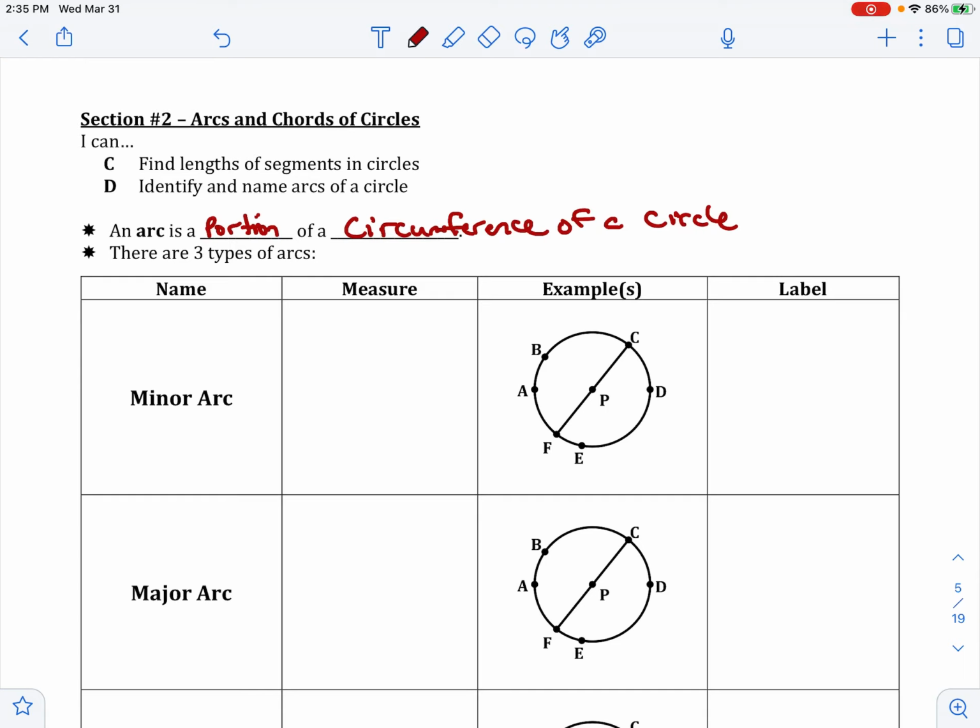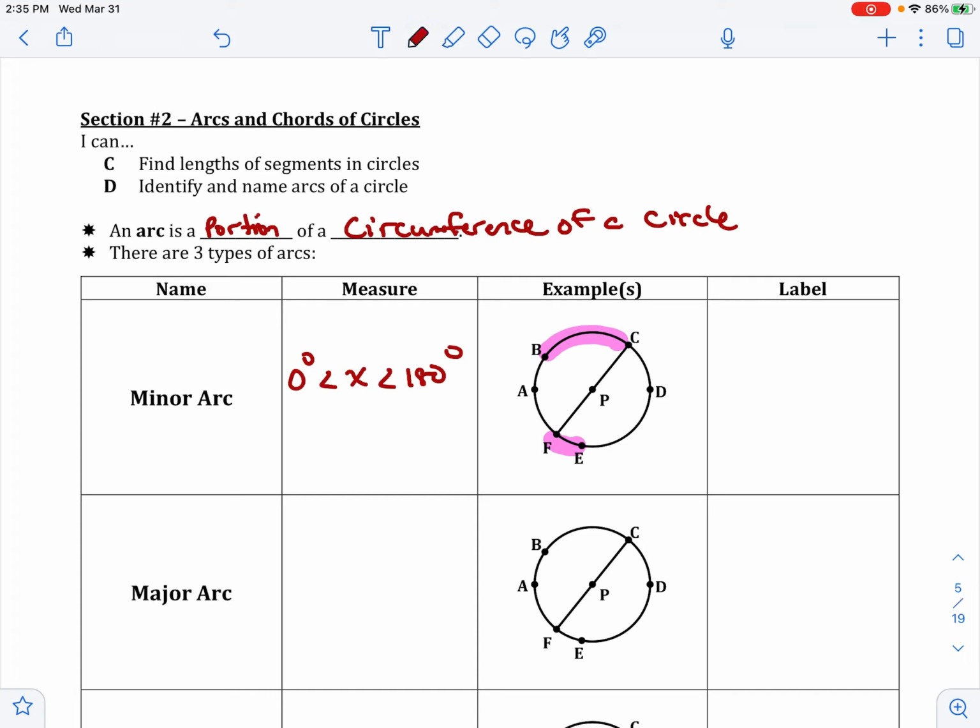A minor arc is going to measure between 0 degrees and 180 degrees. The way we write that is 0 degrees is less than x, which is less than 180 degrees. So a minor arc is basically less than a semicircle. Some examples of minor arcs could be arc BC and arc FE. Anything that's less than the semicircle would be considered a minor arc.